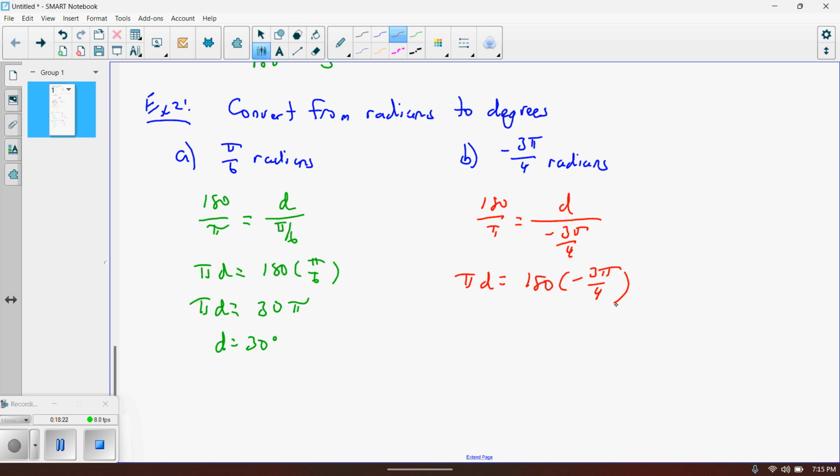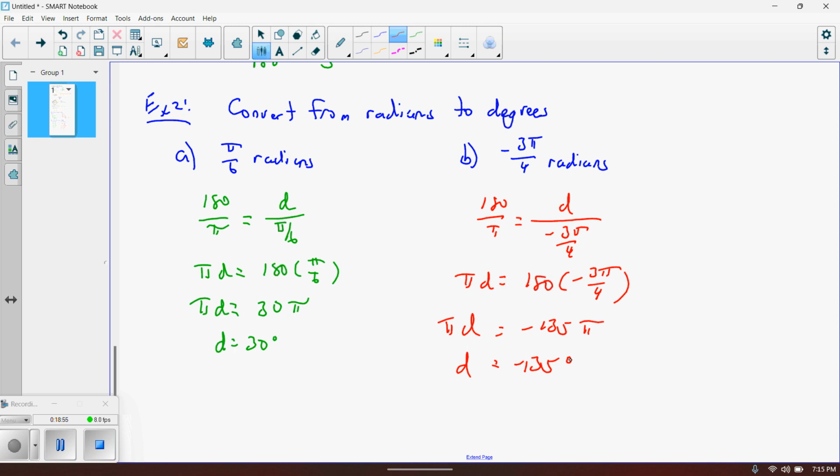So 180 divided by 4 is going to be 45, but then we have to multiply that by negative 3. So negative 3 times 45 is negative 135. And don't forget the pi. And then over here we have pi d. So dividing both sides by pi, we get that d equals negative 135 degrees. So negative 3 pi over 4 radians is the same as negative 135 degrees.